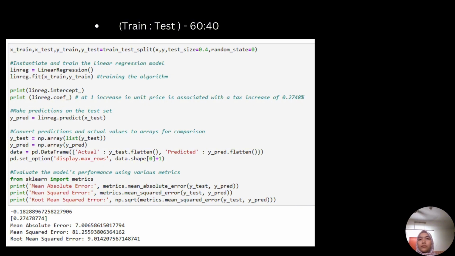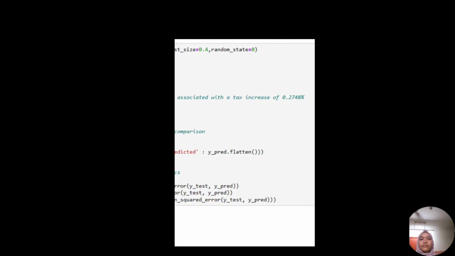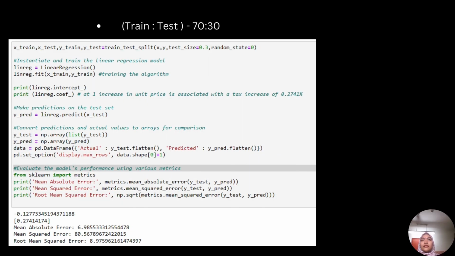And then we start to make prediction on the test set, and then we evaluate the models and we get the value for the mean absolute error is 7.00659, and then the value for the mean squared error is 81.2559, and then the value for the root mean squared error is 9.01421.